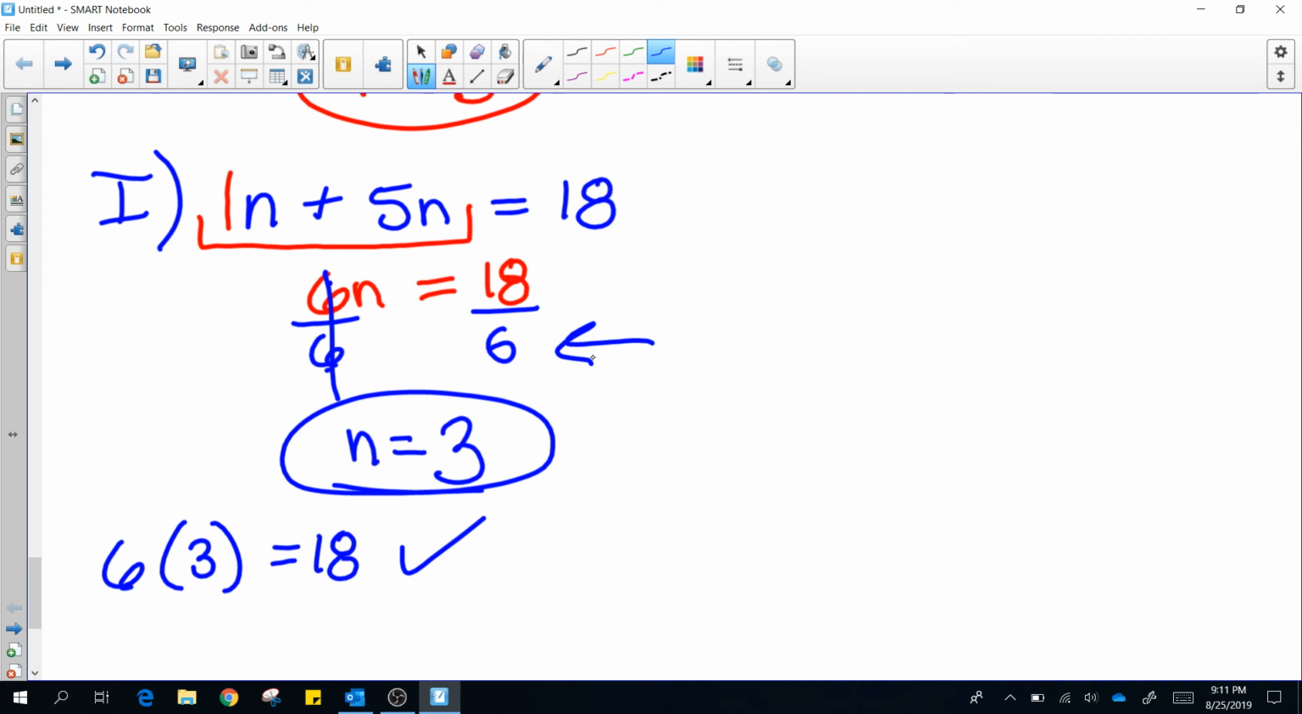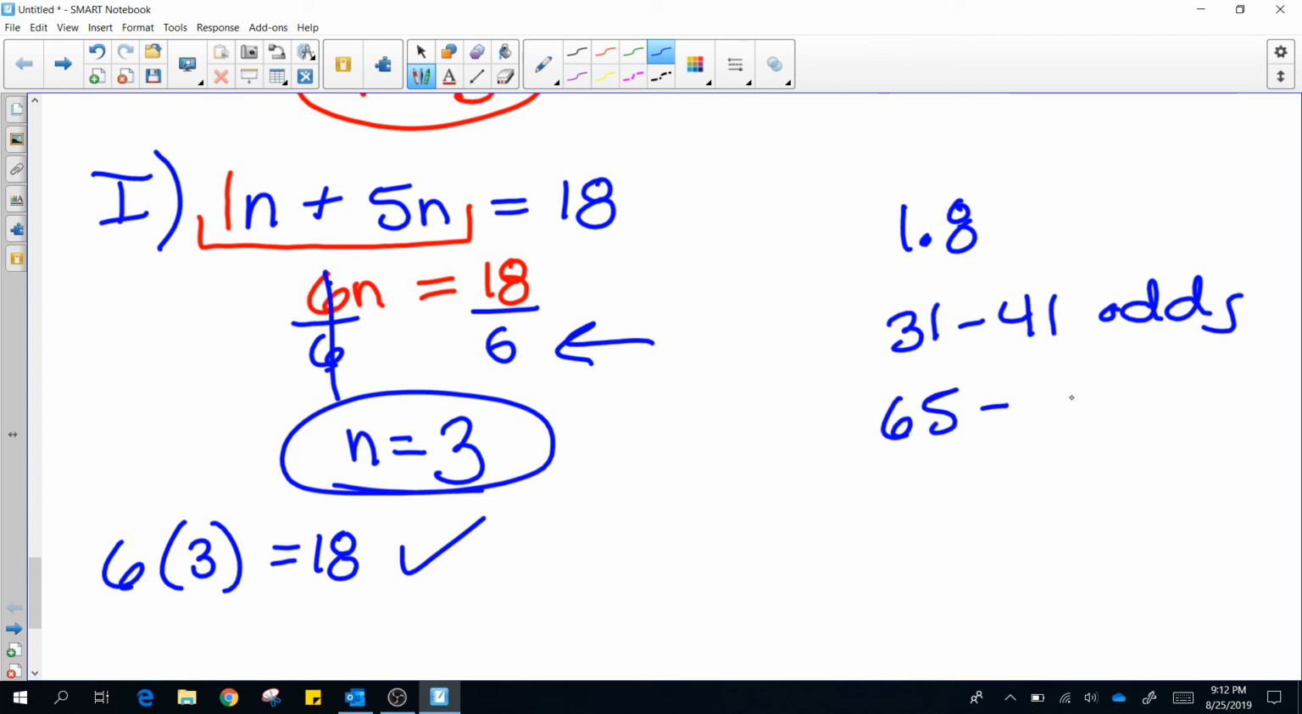Okay, so for your homework in 1.8, I would suggest doing 31 to 41 odds. I would also suggest 65 to 75 odds, and then 85 to 89 odds, okay?